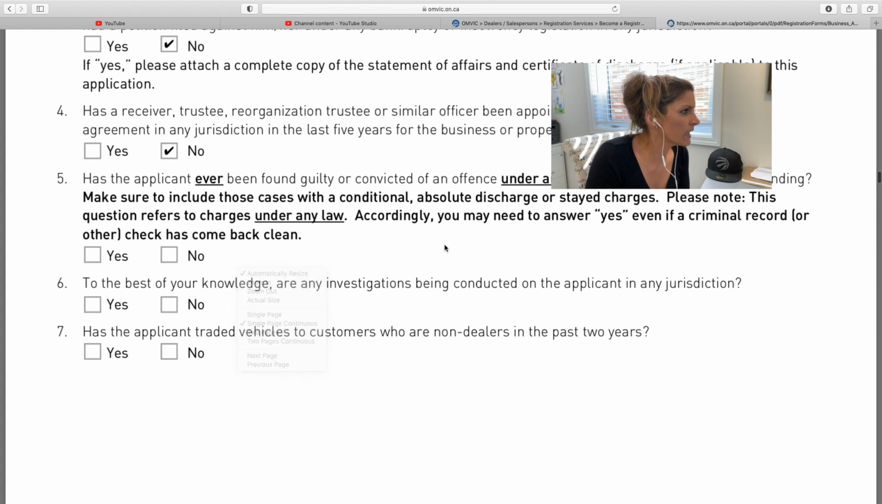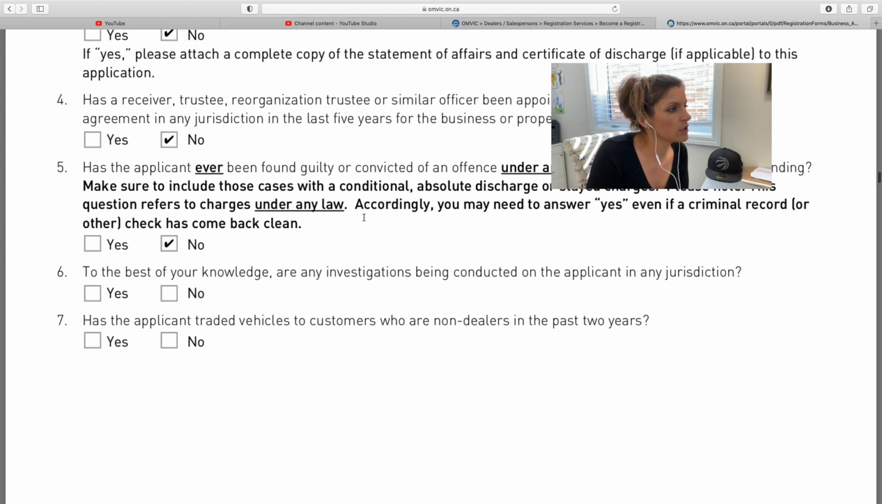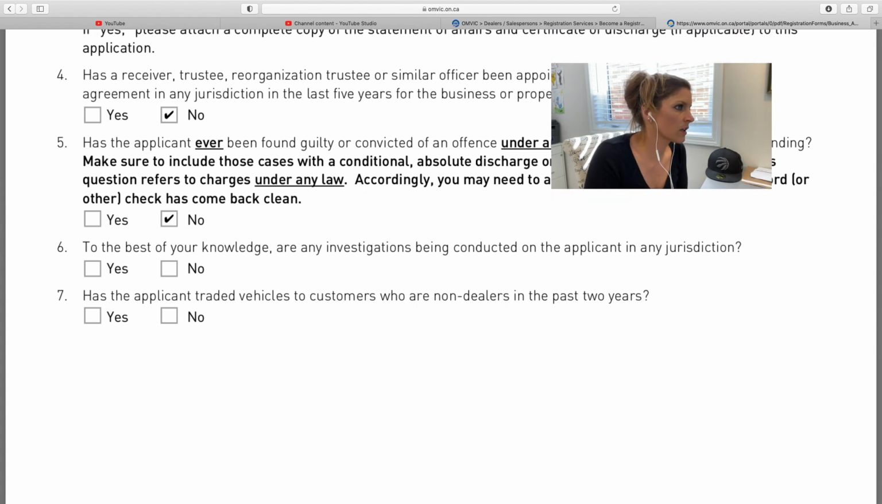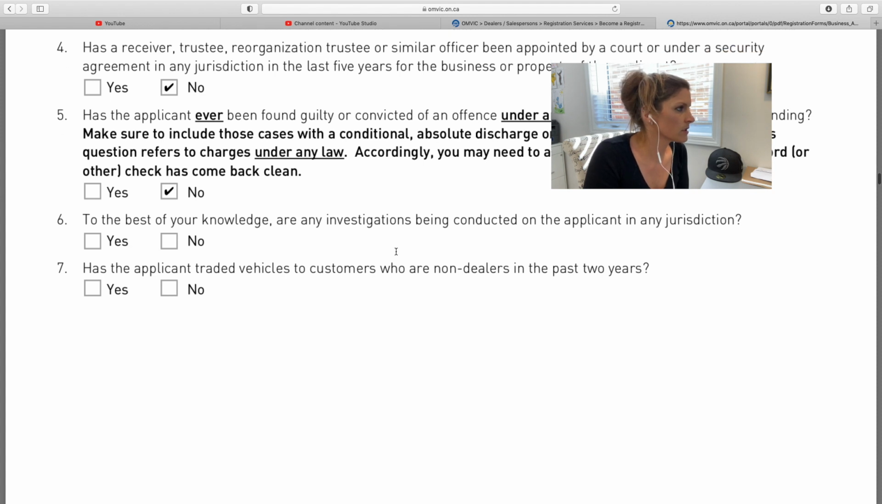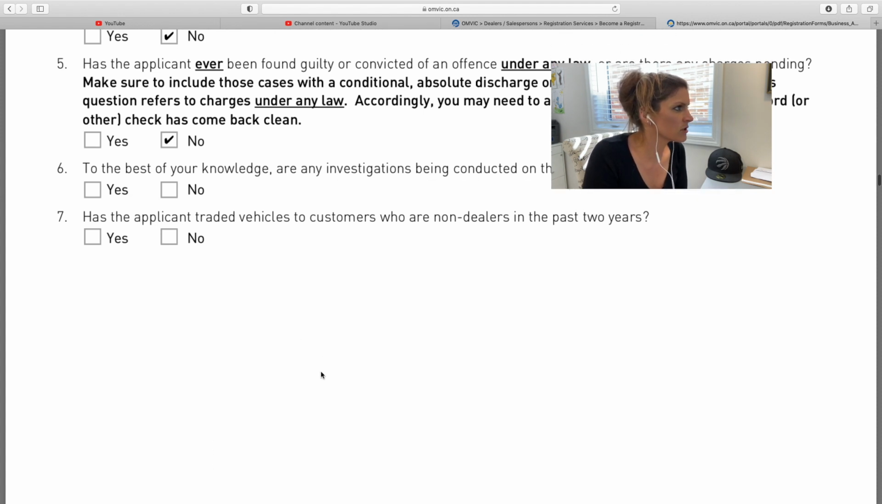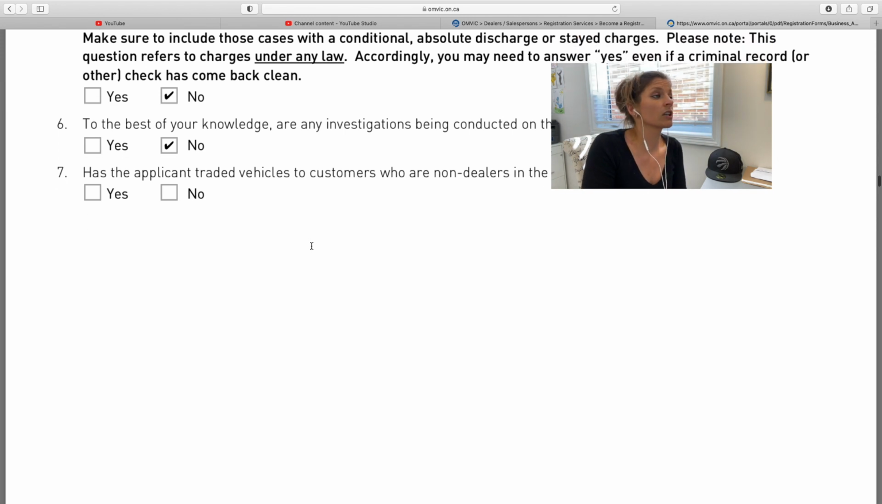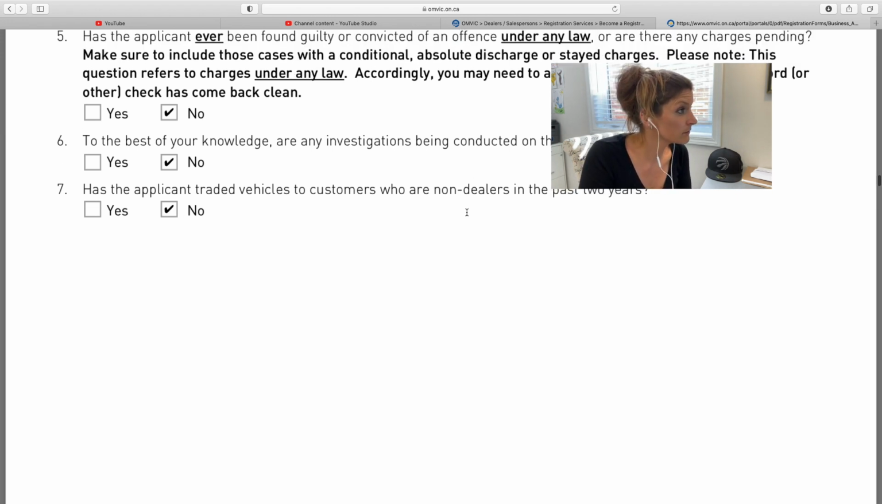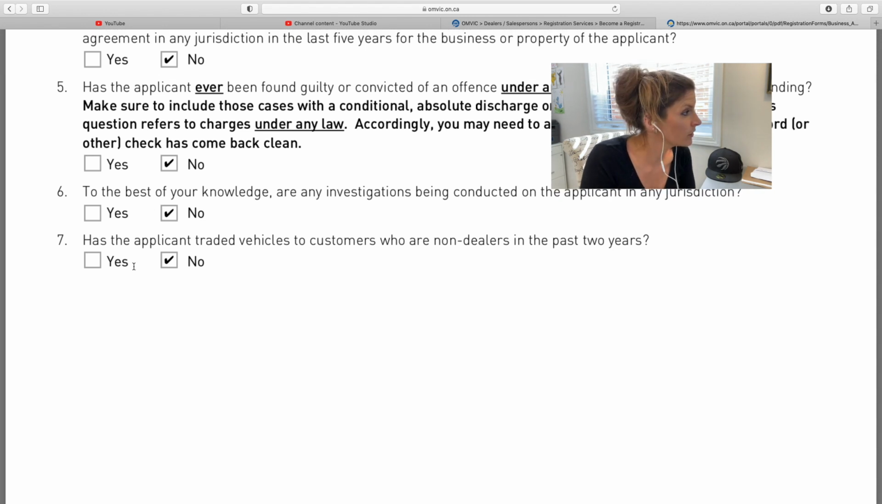Clearly, has the applicant ever been found guilty or convicted of an offense under any law? And remember, when you go to your individual application, you'll have to have a criminal record check done. So that's kind of redundant information there. To the best of your knowledge, are any investigations being conducted on the applicant in any jurisdiction? Has the applicant traded vehicles to customers who are non-dealers in the past 2 years? Trick question. The answer to that is no, you have not, because you were never a dealer before, right? So, no.